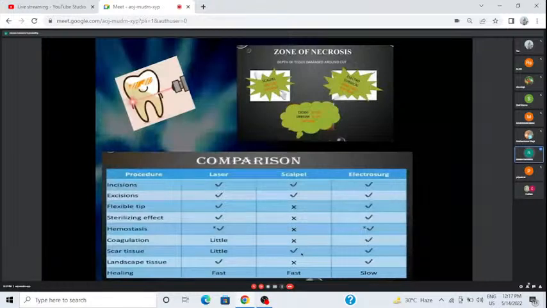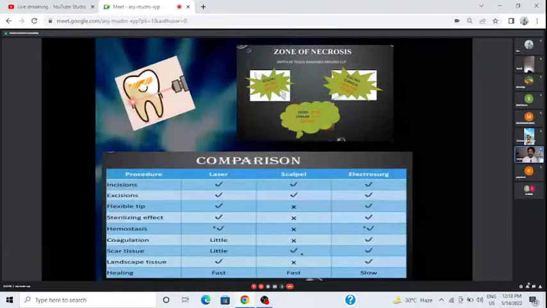But lasers have some amount of affinity. Otherwise, incisions are better, excisions are better, flexibility of tip is there, sterilization effect is much better, and most important, healing is fastest in laser as compared to electrosurgery. Electrosurgery really cuts the tissue and damages the tissue too much.